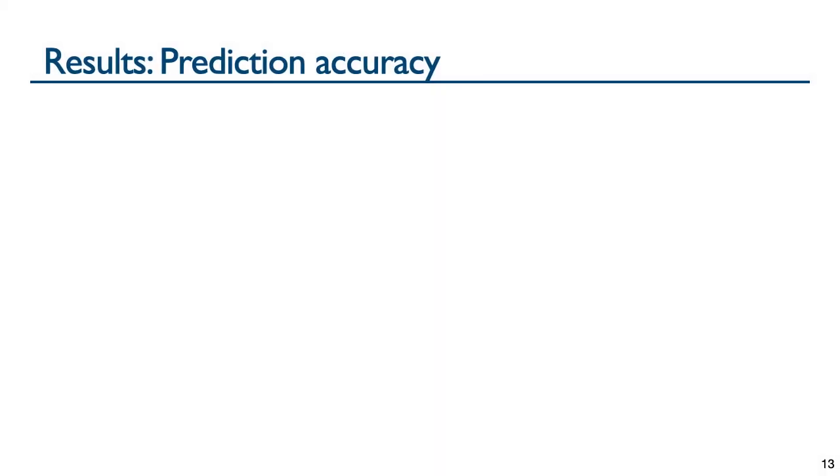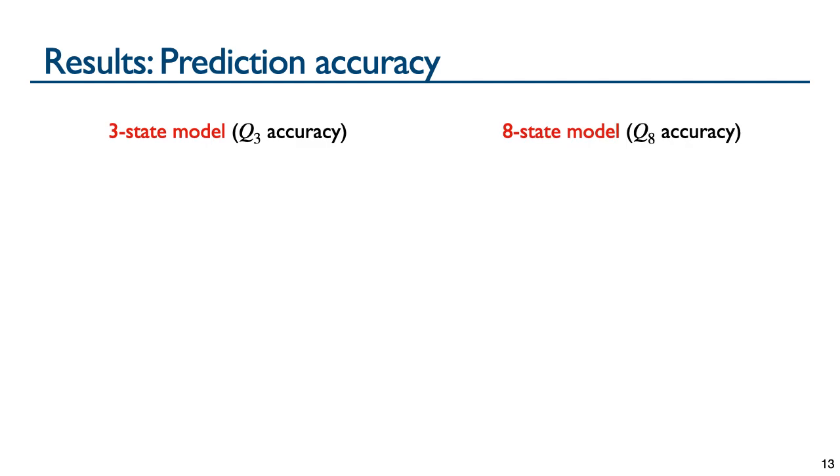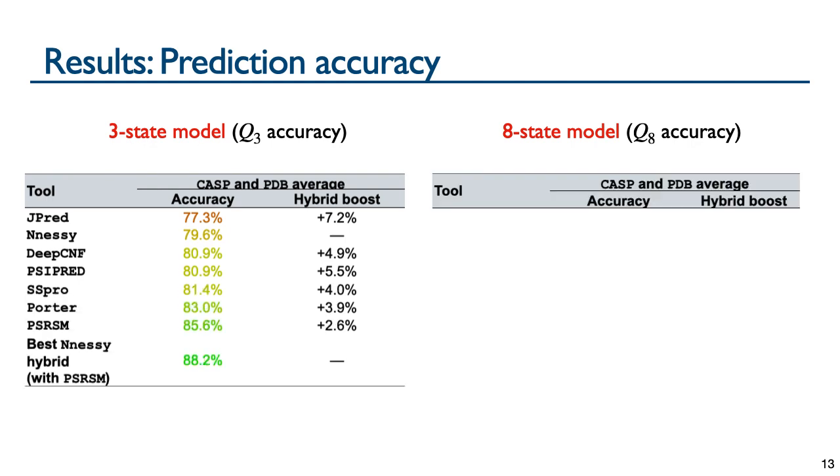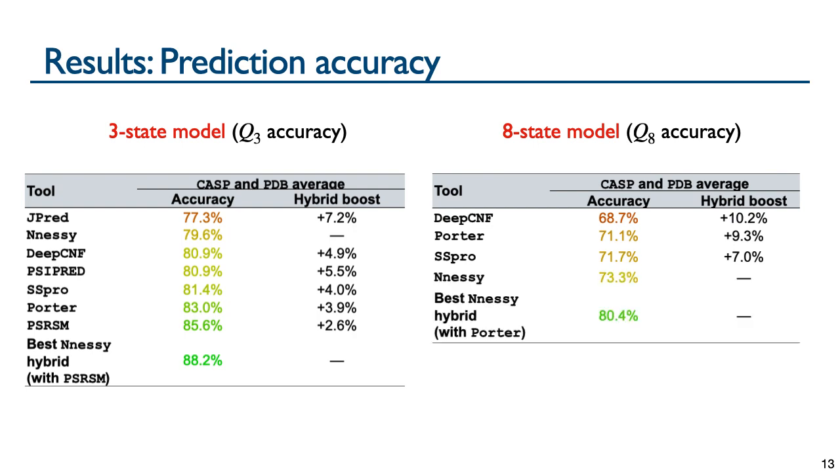We now give the prediction accuracies for state-of-the-art tools including nnessy and the hybrid method. These tables give accuracies for the standard 3-state and 8-state models of secondary structure prediction. We use Q3 or Q8 accuracy, which is the fraction of residues with correctly predicted secondary structure. The hybrid boost is the increase in accuracy when hybridizing a given tool with nnessy. The best nnessy hybrid is 3% better than any single tool for 3-state and 7% better than any single tool for 8-state prediction.